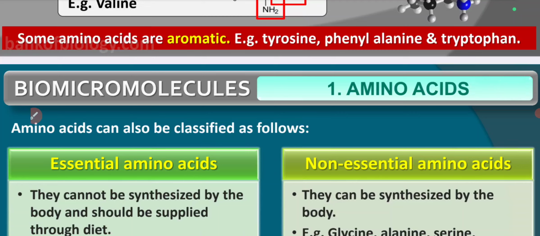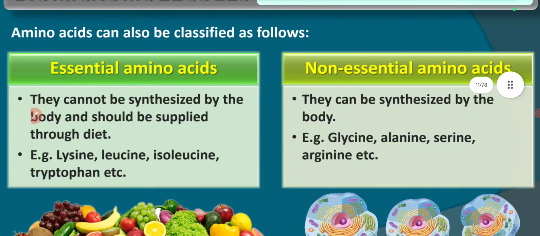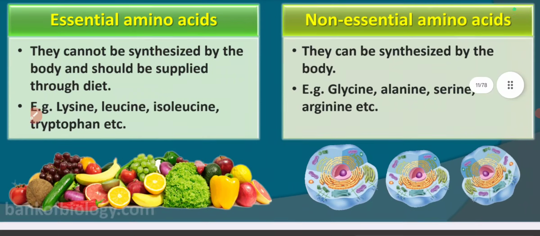Some amino acids are aromatic, example tyrosine, phenylalanine and tryptophan. Amino acids can be classified as essential and non-essential amino acids. Essential, first point, they cannot be synthesized by the body and should be supplied through diet. Example lysine, leucine, isoleucine, tryptophan, etc. Non-essential amino acids can be synthesized by the body, example glycine, alanine, serine and arginine, etc.